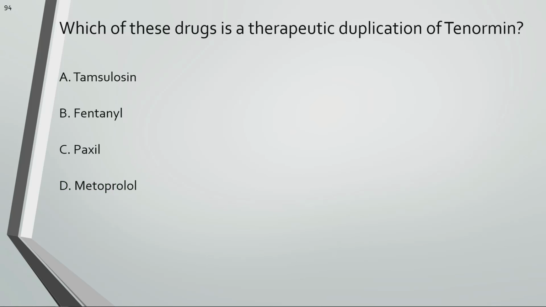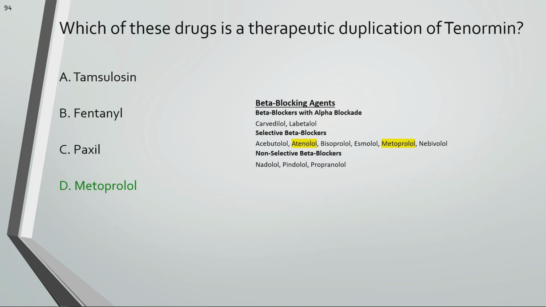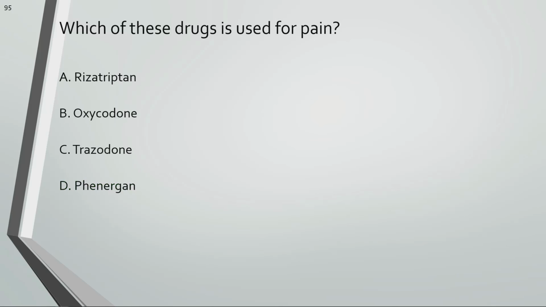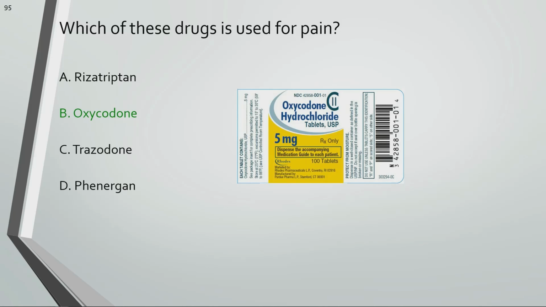Which of these drugs is a therapeutic duplication of Tenormin? Tenormin, or atenolol, is a selective beta blocker, the same as metoprolol, so they should not be used concurrently. Which of these drugs is used for pain? Oxycodone is a pain medication.